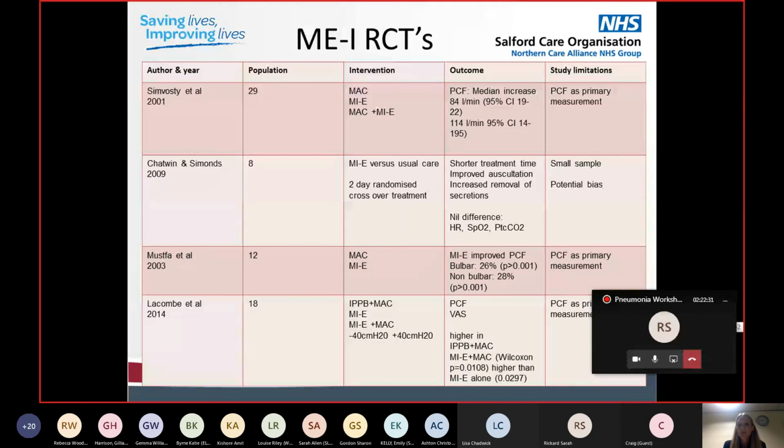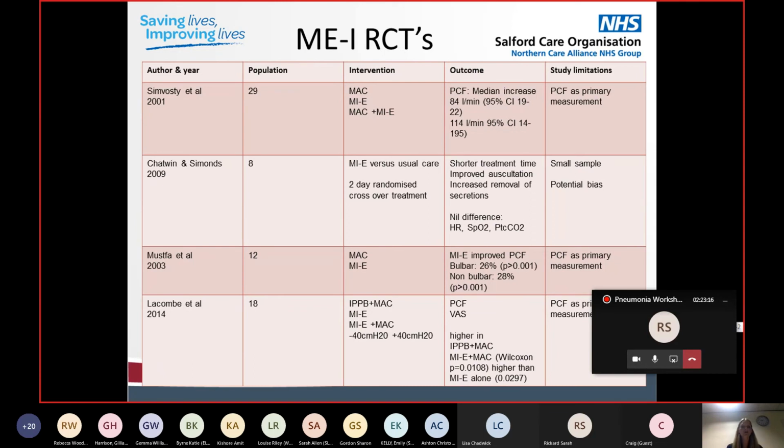All the interventions looked at the effects of MIE with a manual assisted cough, in isolation or together, to see if we draw a stronger cough when the two are joined together. One study also looked at use of intermittent positive pressure breathing versus using the cough assist. Even though they are all small, most of them did have good results, increasing peak cough flow. We can see small changes in volumes within some of the studies. Three of the four studies here unfortunately use peak cough flow as a primary outcome measure, so we've just discussed why that might be difficult.